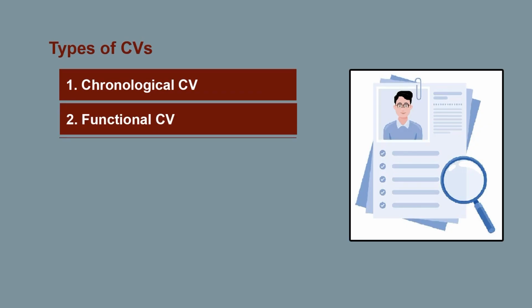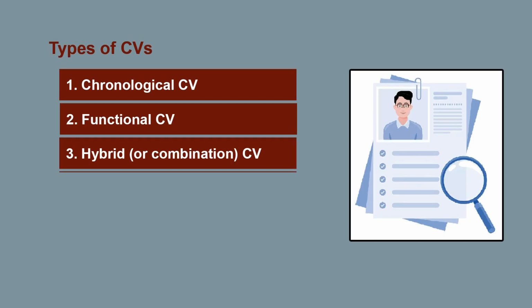Number 2. Functional CV. The functional CV, in contrast, highlights individuals' career achievements. It focuses more on the skill sets such as organizer, researcher and manager. Number 3. Hybrid or combination CV. The hybrid CV is a combination of the chronological and the functional CV. It includes the best of both and very often results in a long CV. Therefore, it is not very popular and not recommended.